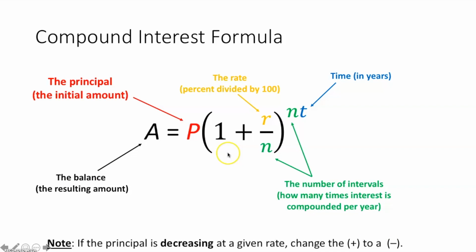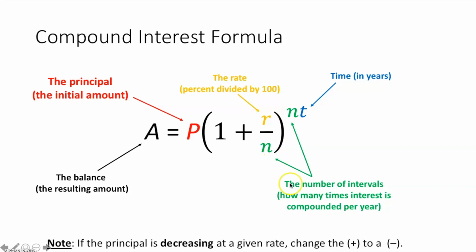Now, the compound interest formula is something we're going to be talking about today. In the compound interest formula, A is your balance, the resulting amount, whatever you end up with. Your P value right here is your principal. That's your starting amount. Whatever you start with, that's your P, your principal. Your R is your rate. That's going to be whatever percent you're increasing or decreasing by divided by 100. So if your percent is 5%, then your R would be 0.05. If your percent is 10%, then your R would be 0.10.